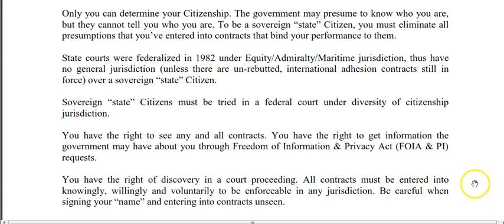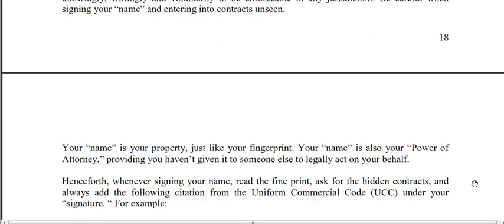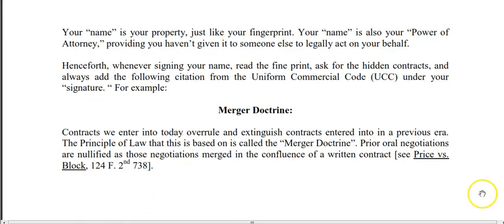Be careful when signing your name and entering into contracts unseen. Your name is your property, just like your fingerprint. Your name is also your power of attorney, providing you haven't given it to someone else to legally act on your behalf. Henceforth, whenever signing your name, read the fine print. Ask for the hidden contracts and always add a citation from the Uniform Commercial Code under your signature. Example, UCC 1-308.